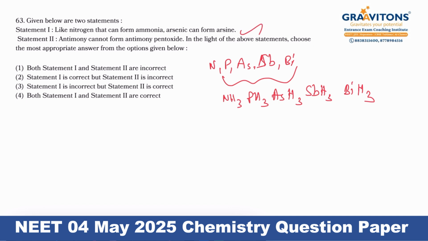Statement 2, antimony cannot form antimony pentoxide. These nitrogen family elements can all form the trioxide and pentoxide. So this statement is actually wrong. So statement 1 is right and 2 is false. Statement 1 is correct and 2 is incorrect.